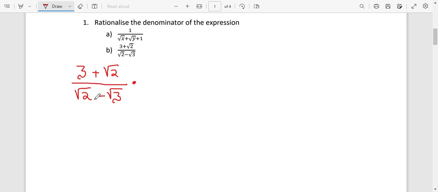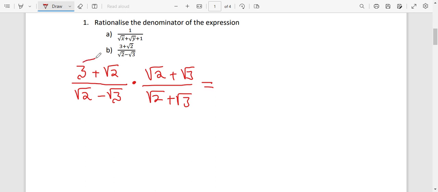So who can tell me what is the conjugate of the denominator? Because when you're rationalizing, always multiply by the conjugate of the denominator. What is going to be the conjugate of the denominator here? Martha, Esther. Root 2 plus root 3. Okay, root 2 plus root 3. Also in the denominator, root 2 plus root 3. And then start crossing and multiplying.